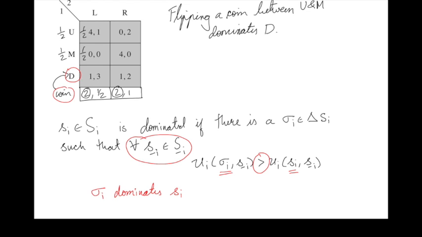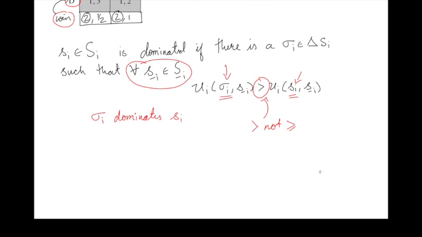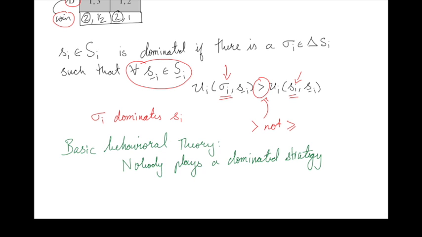It's important to note here that we're talking about strict inequality rather than a weak inequality. So the player has to be strictly better off with the mixed strategy sigma_i than with the pure strategy s_i. A very, very basic behavioral theory is that players don't play dominated strategies. So why would you ever pick s_i if you could play sigma_i and no matter what others do, be better off? So again, this basic behavioral theory says that nobody is going to play a dominated strategy.